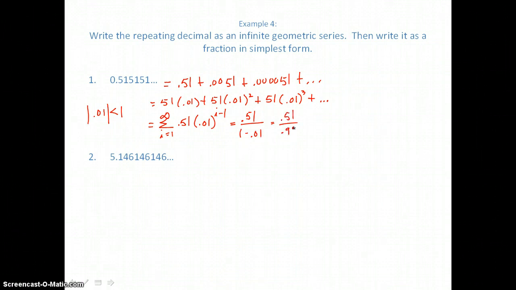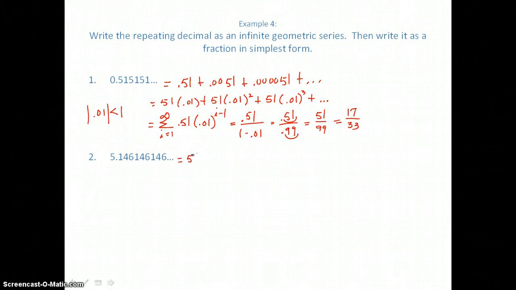0.99, and I'll multiply top and bottom by 100 to get rid of those decimals. So I have 51 over 99, but there's a factor of 3 in common top and bottom. So getting rid of that factor of 3, I can simplify this fraction to 17/33. Now this is the sum of that infinite geometric series, but it's also the fraction that's equivalent to the repeating decimal 0.51. Okay, let's try it again in this second problem.